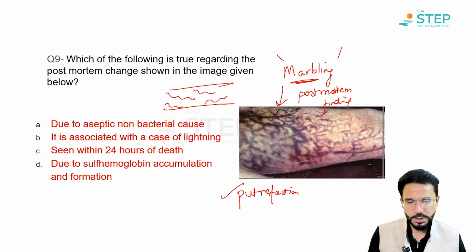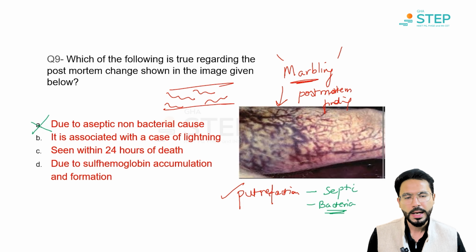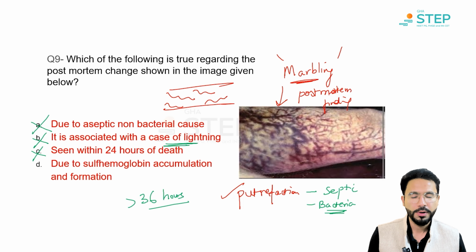So let's now look at the options here. The options are due to aseptic non-bacterial cause. Obviously, this is wrong because putrefaction is due to septic causes, due to bacteria that are growing inside these blood vessels. It is associated with the case of lightning. No, we'll come to that. Why is it resembling lightning? Seen within 24 hours of death? No. 24 hours of death will not show you putrefactive features like this. At least more than 36 hours after death should have been completed to show you marbling.